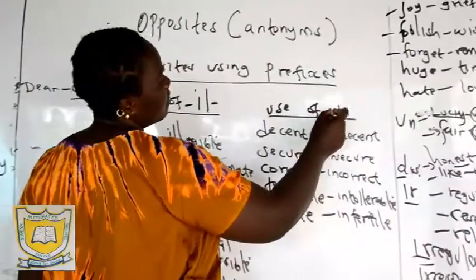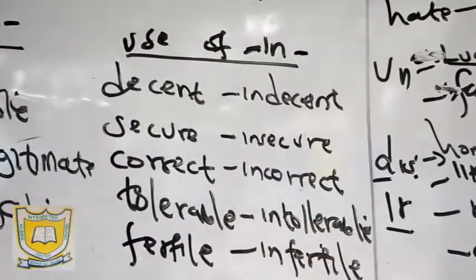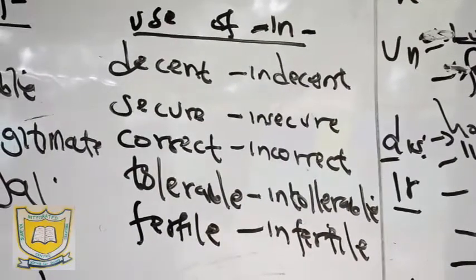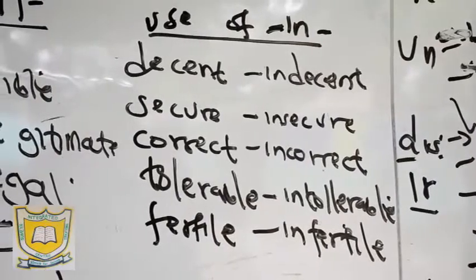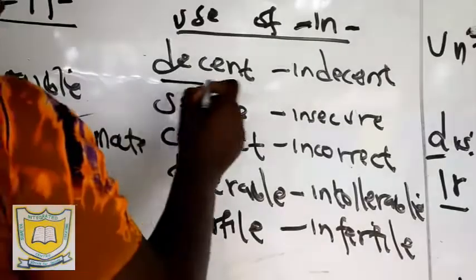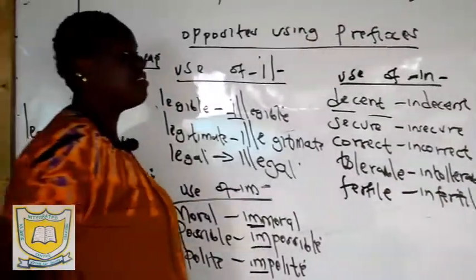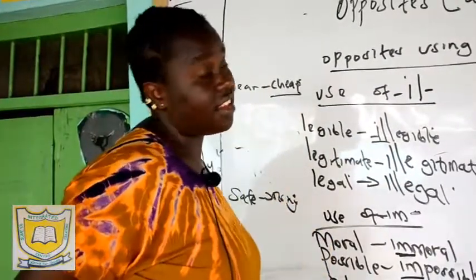Now, use of prefix "in" to come up with opposites of words. It is decent. If something is not decent, it is indecent. The actress was dressed decently, like in a good, well-fitting dress. If you are not dressed in a decent dress, then we say you dressed indecently.